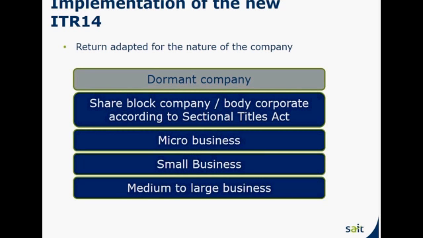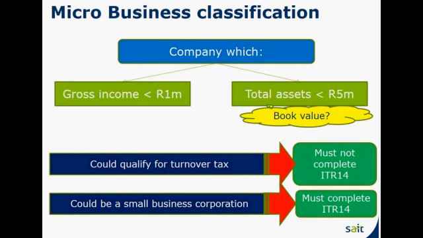And then if the company has gross income of less than R1 million, the total assets of this company must also be less than R5 million. The question that comes up in respect of assets is whether to use the market value, the book value, the carrying value, or the cost of assets. What exactly should we look at? Unfortunately, there's no clear guidance from SARS. I think the market value would be unrealistic to expect, especially from a micro business, to determine the market value of its assets every year. So it makes sense to use the book value.